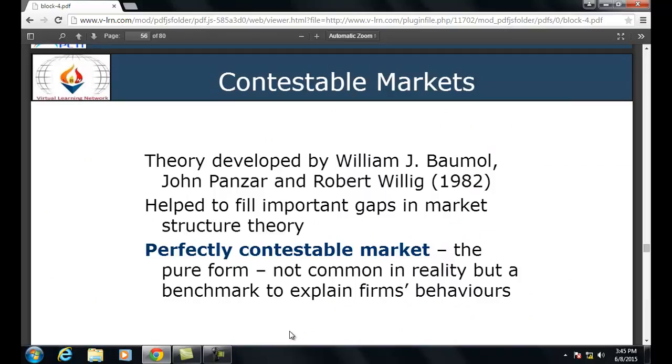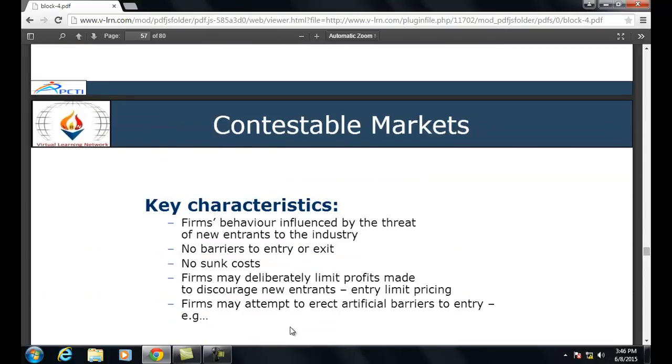Now, contestable market theory was developed by William J. Baumol, John Panzar and Robert Willig in 1982 to fill important gaps in market structure theory. Perfectly contestable market, the pure form, not common in reality but a benchmark to explain firms' behavior. Contestable market key characteristics: firms' behavior influenced by the threat of new entrants to the industry, no barriers to entry or exit, no sunk costs. Firms may deliberately limit profit, may need to deter new entrants, entry limit pricing. Firms may attempt to erect artificial barriers to entry.